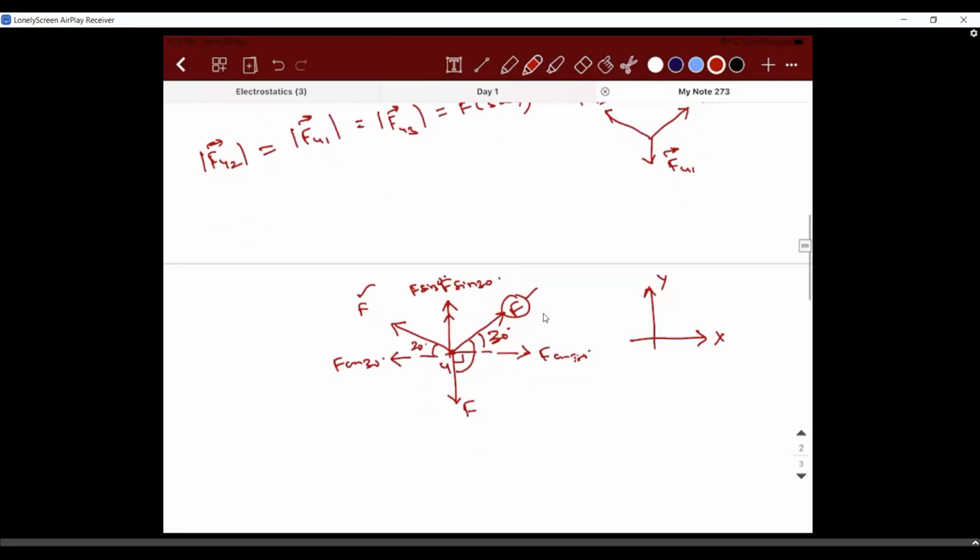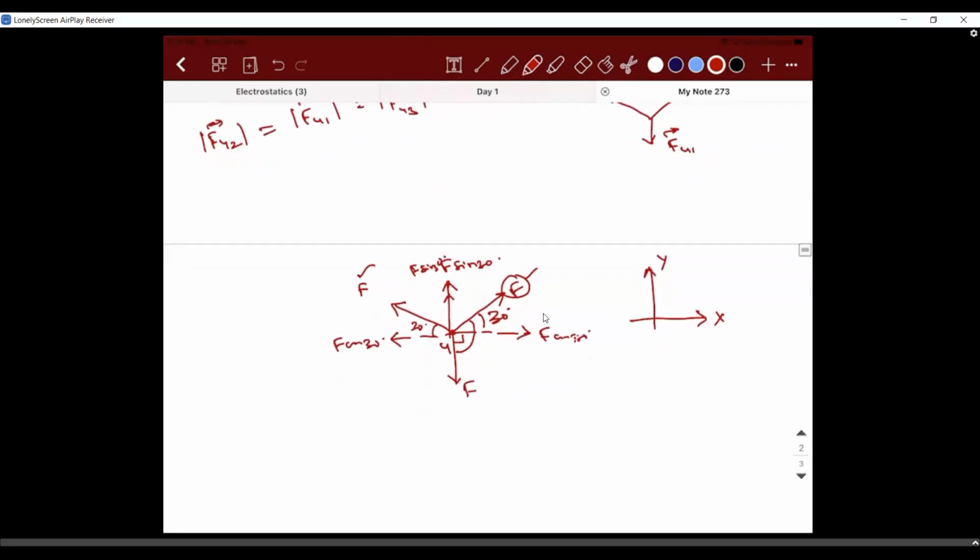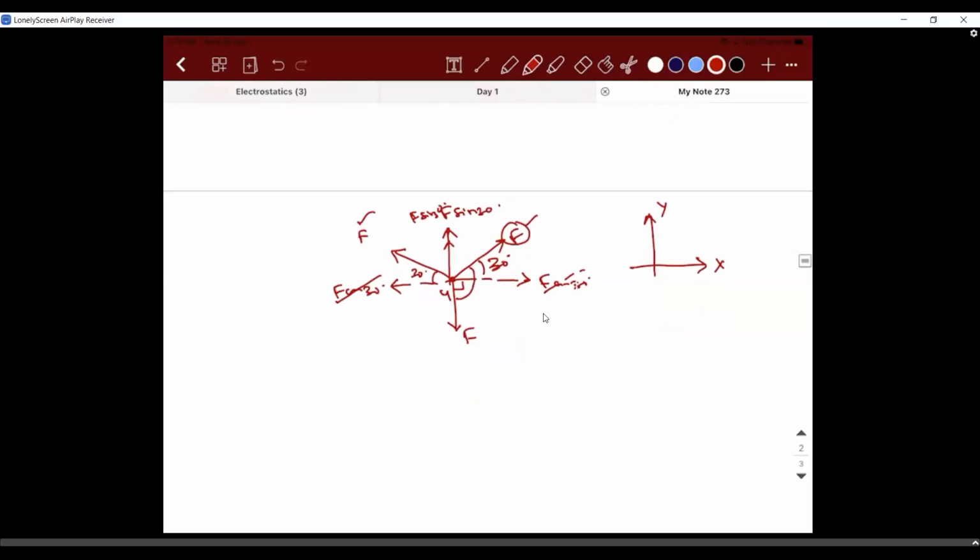Remember this resolution, it is very important in one of the derivations. Now, which components of forces will get cancelled off? F cos 30 and F cos 30 are gone because they are in opposite directions, exactly of the same magnitude. Correct? So along the y direction, what happens?